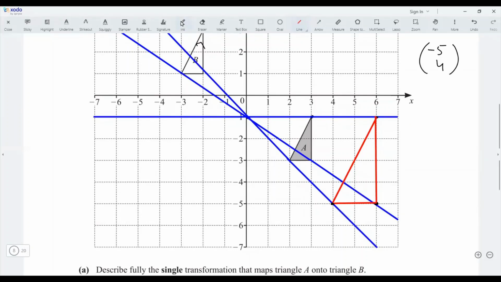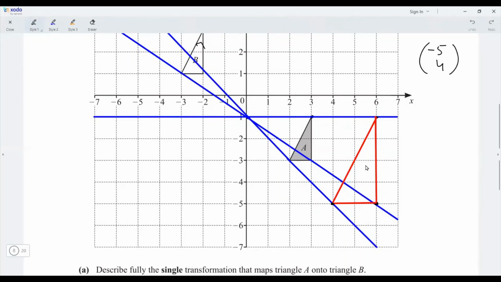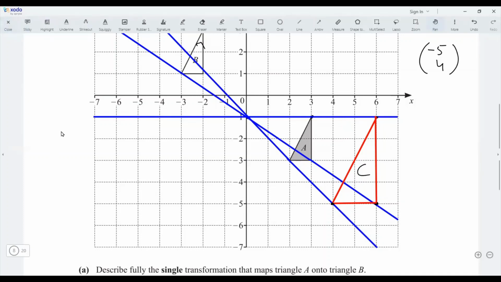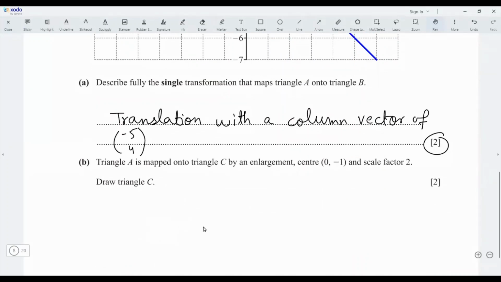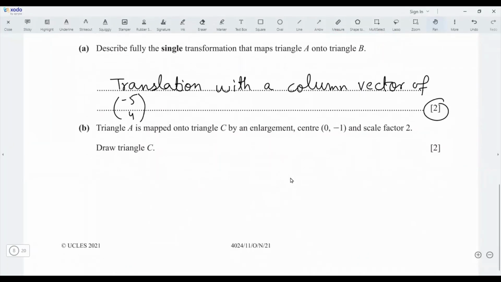So we have to show this as triangle C. We have to label as well. First of all, draw the triangle. We have to look at where the enlargement has to be done, and then we have to label as well. So this is all from this question. So, moving to the next question.